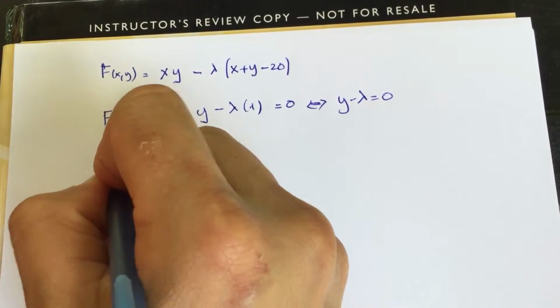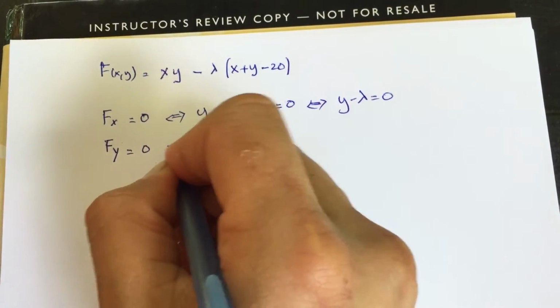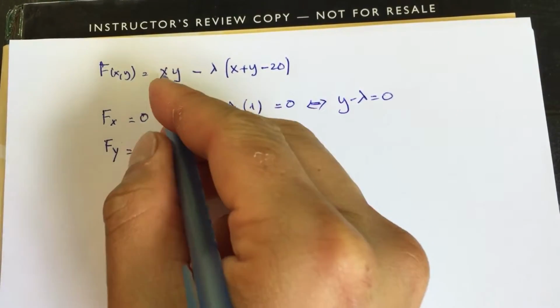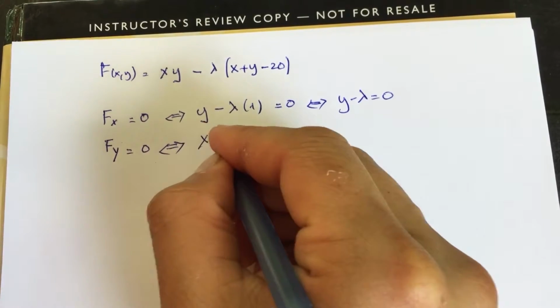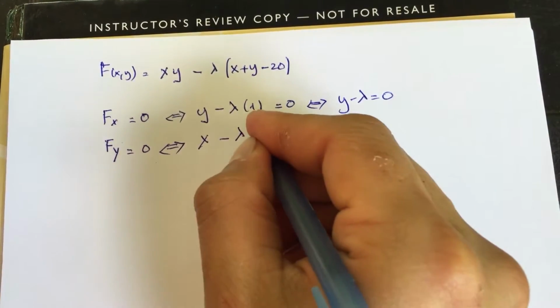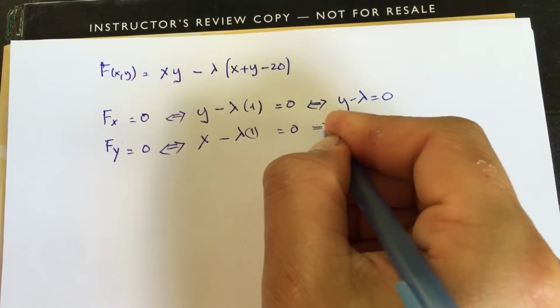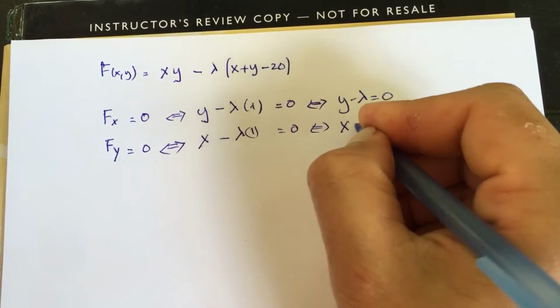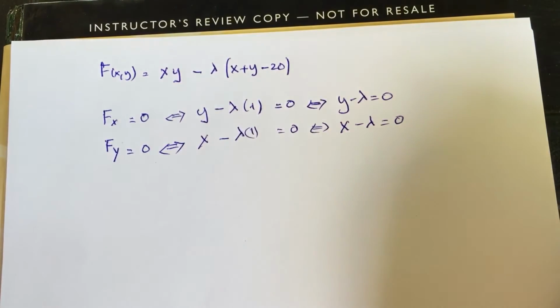So f sub y is equal to 0. If I do exactly the same thing, taking the partial derivative with respect to y, I just have x minus lambda. The partial derivative of y is 1, and the other is 0, which implies that x minus lambda is equal to 0.